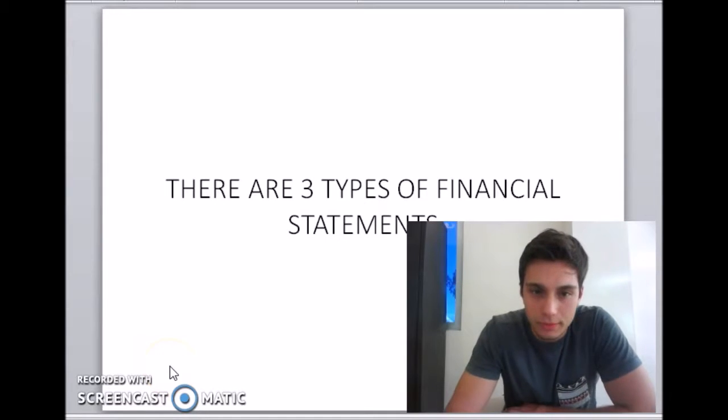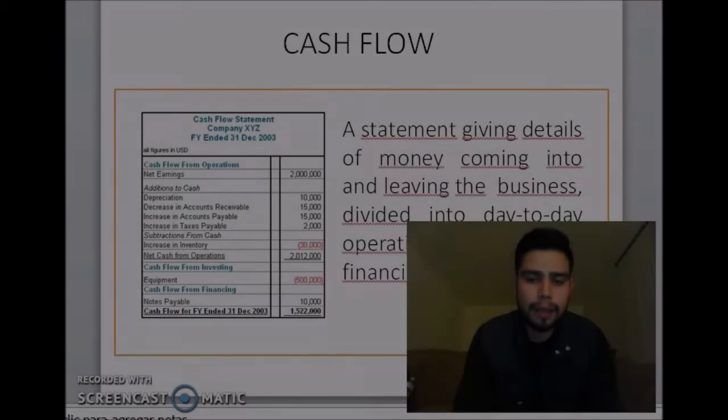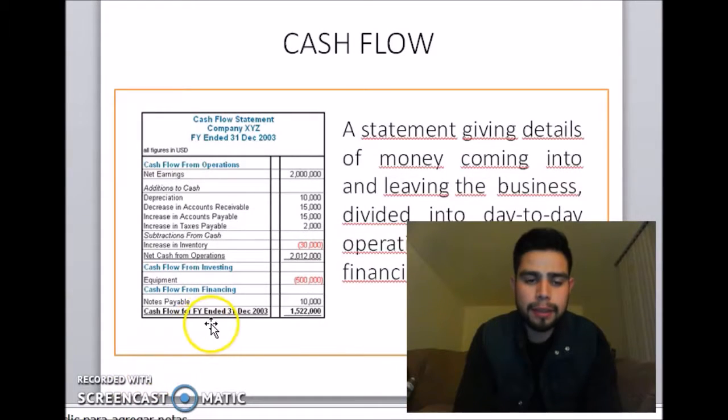There are three types of financial statements. The first one is the balance sheet, cash flow statement, and income statement. I present the cash flow statements of Apple company. What is a cash flow statement? This statement gives details of money coming into and leaving the business.